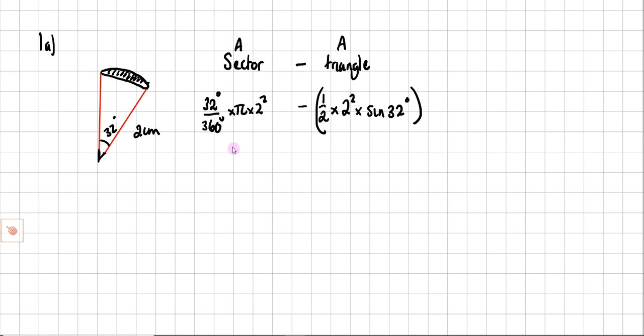So we've got 2 squared is 4, cancelled with 360. So I've got 32 over 90 times pi. Subtract half of that's 2 sine 32. Right? And how are you going to do that? Put it in your calculator. Go for it. What do you get?